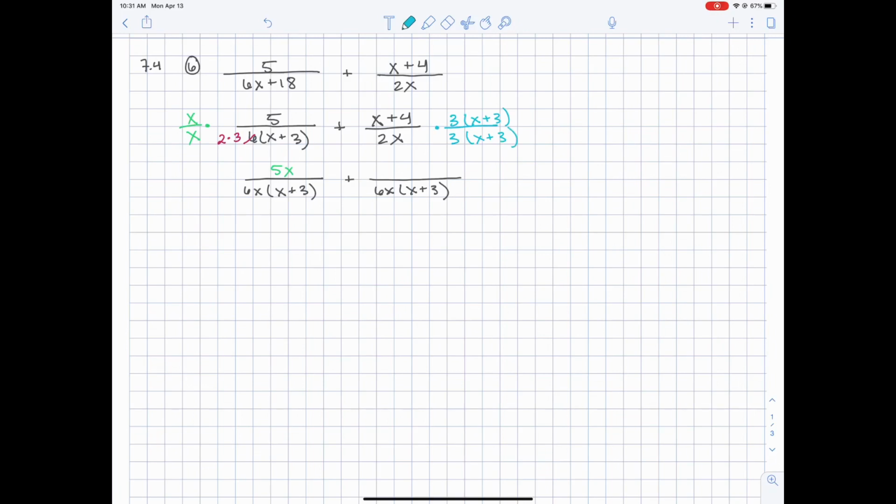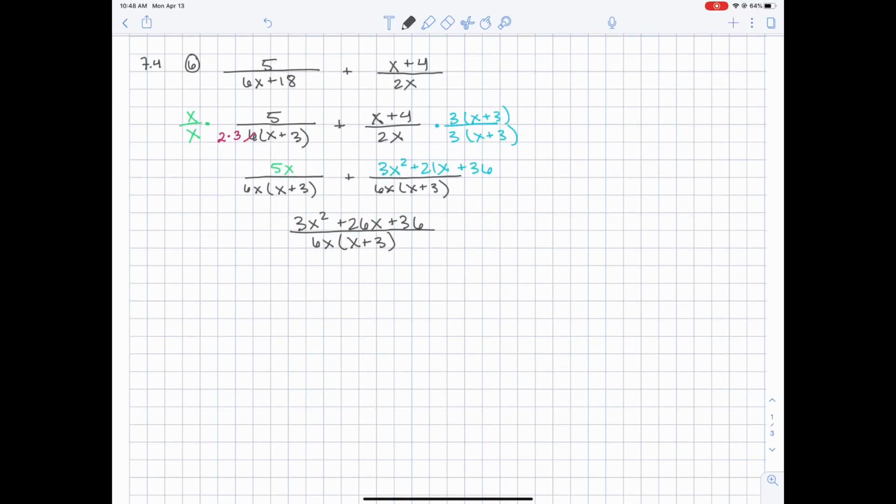And when you multiply this all out, you get 3x squared plus 21x plus 36. Add up everything, which actually just ends up being your 5x plus 21. Your final answer is 3x squared plus 26x plus 36. I definitely can't factor that. There's no GCF or anything. Over 6x times x plus 3. We didn't cancel anything out, so we don't have to state any domain restrictions.